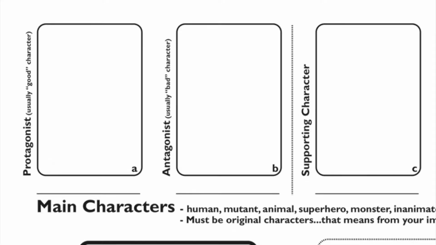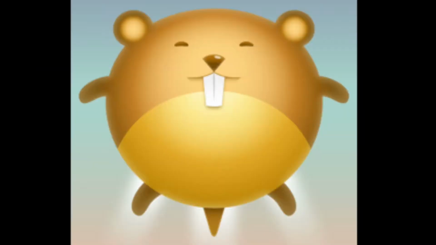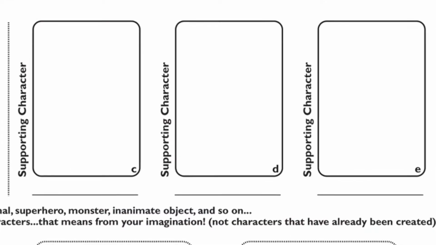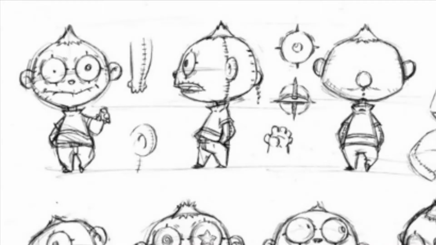You will most likely have a protagonist. This is typically the good character, and an antagonist that is usually the so-called bad character. Then you may add as many supporting characters as needed to tell your visual story. You may want to draw turnarounds of your characters. This shows the front, side, and back view of your character.